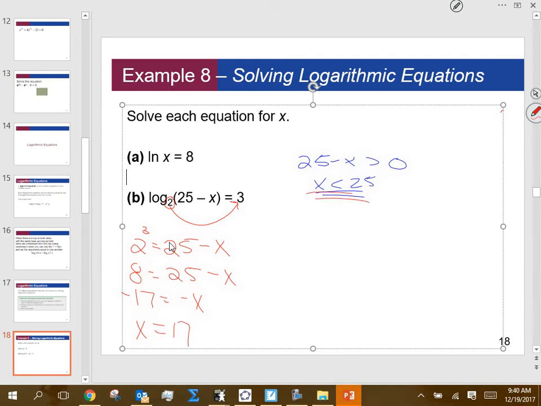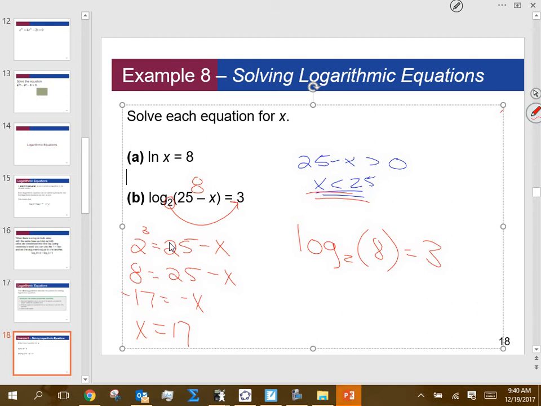Is that answer less than 25? Yes. So I know that because it's less than 25, when I plug it in, it's going to give me a positive number in the argument. What's 25 minus 17? 8. Can you take the logarithm of 8? Yeah. And does it make sense? Does log base 2 of 8 equal 3? Yeah. 2 to the third comes back and gives me 8. Okay? So that's how you would address those types of problems. Does that make sense? All right.